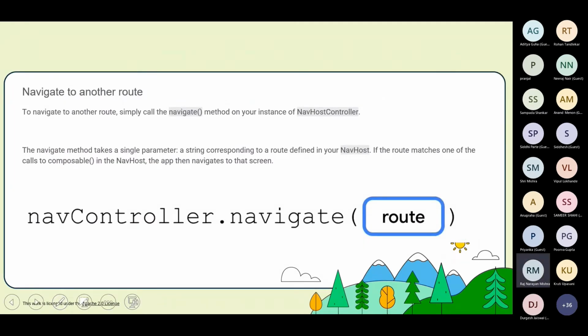Now, how do you navigate to another route? Basically that is not the next page, it could be your third or fourth page of the particular app. The navigate method takes a single parameter, a string corresponding to a route defined in your nav host. If the route matches one of the composable calls, the app navigates to that screen. The syntax is the same, that is navController.navigate and the route of the page.